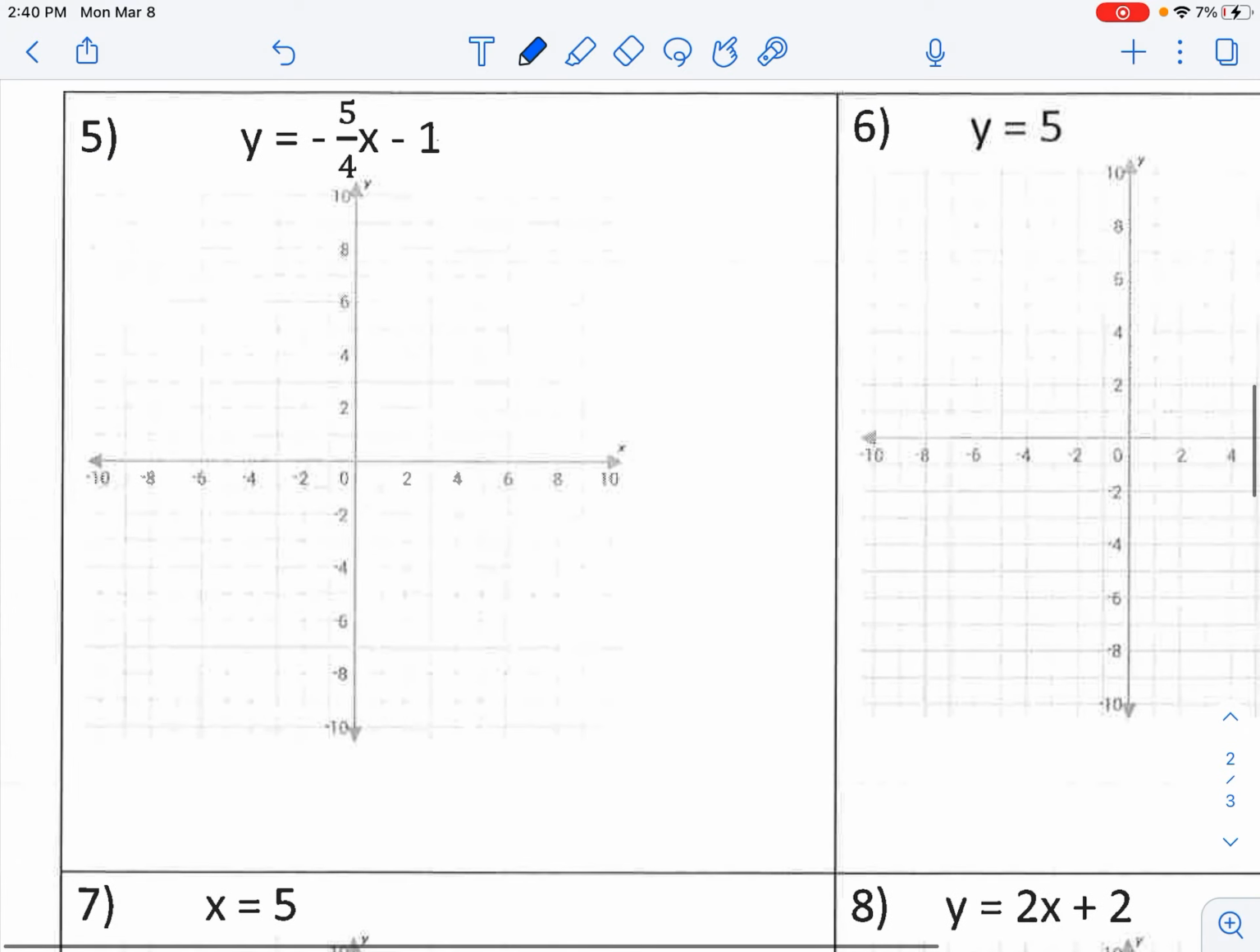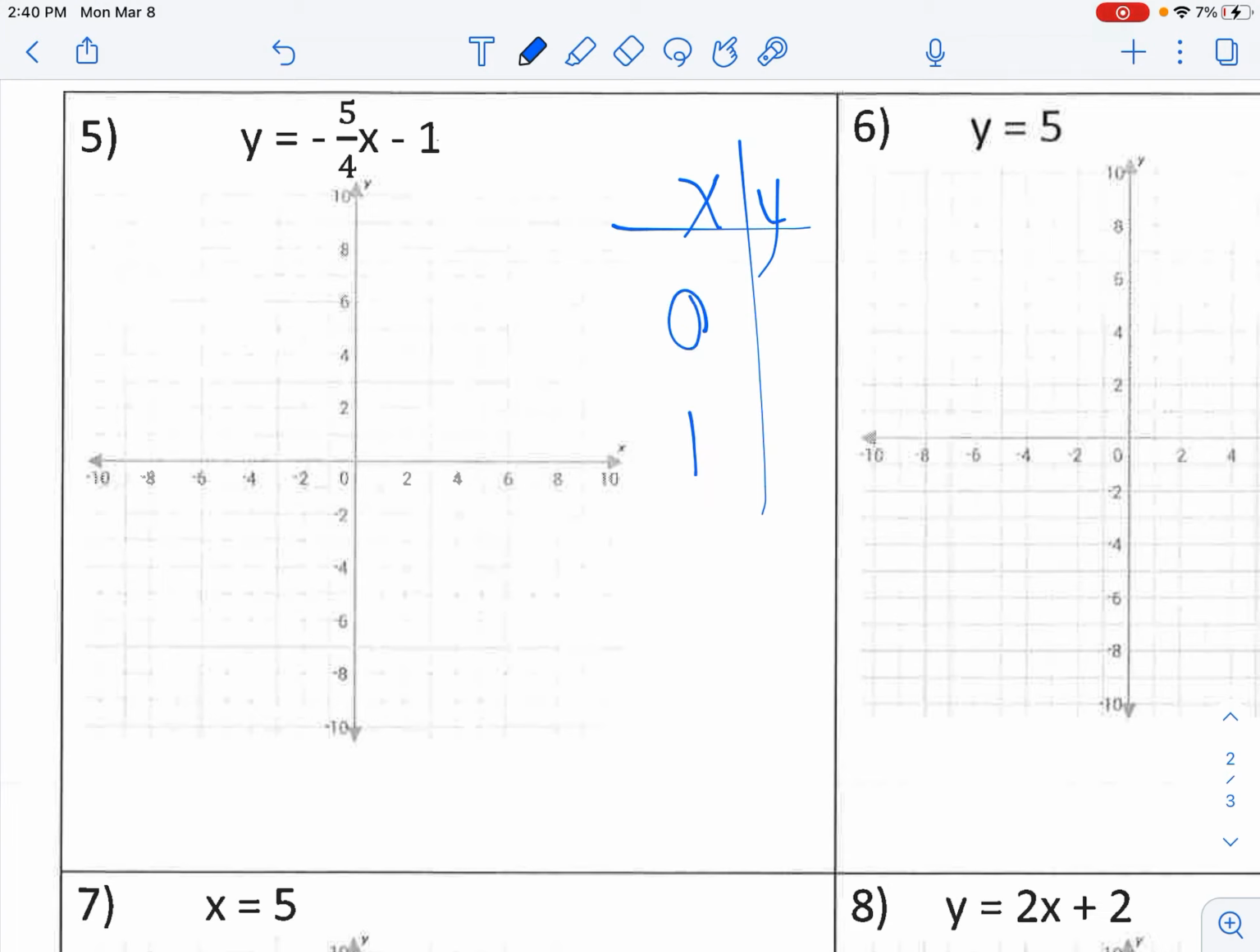Number 5, create your XY chart. 0, 1, and 2. Substitute for x. -5/4 times 0 is 0. 0 minus 1 is -1. -5/4 times 1 is -5/4. -5/4 minus 1 is -2 1/4. -5/4 times 2 is -10/4. Minus 1 is -3.5.